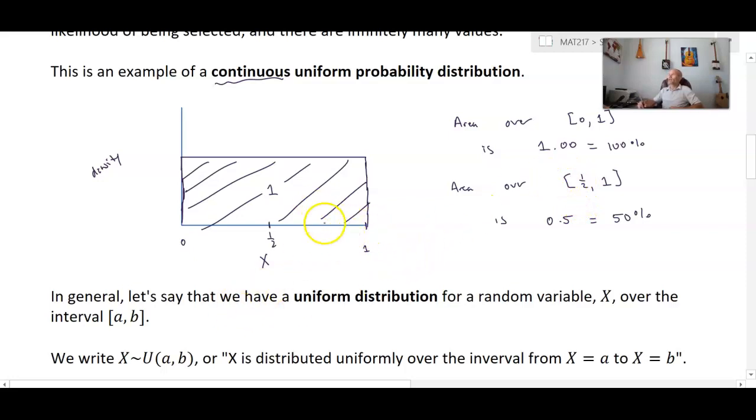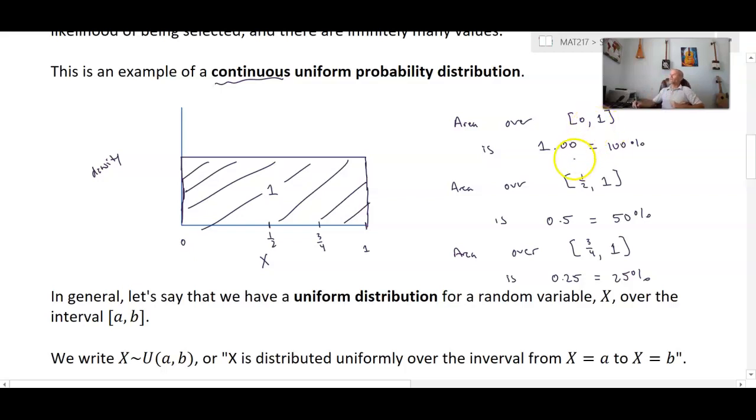Okay, and you could also intuit from this that if I were to say, well, what's the area between 3/4 and 1? You could probably tell me pretty quickly, well, from 3/4 to 1, that represents a quarter of the entire area of this rectangle, and so you could probably tell me that the area there is 0.25, or the 25% chance. So the probability that your random number generator gets something between 3/4 and 1 is 25%.